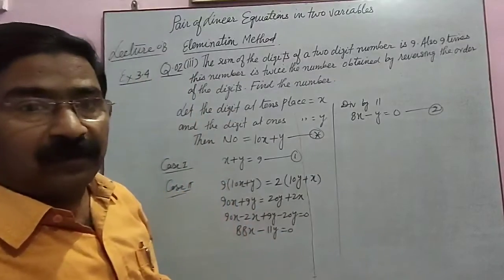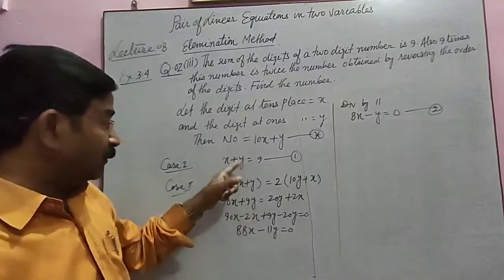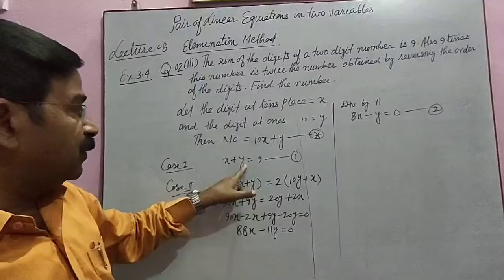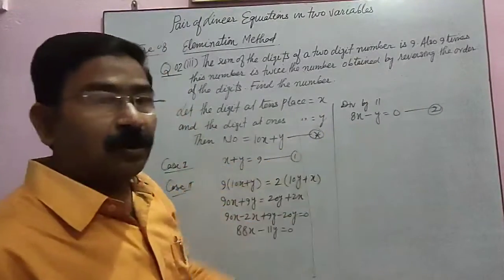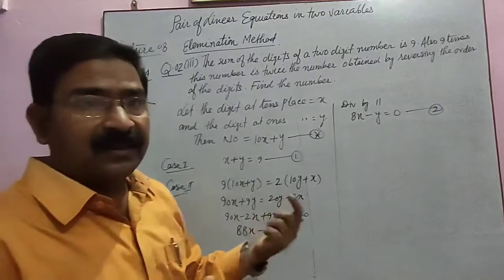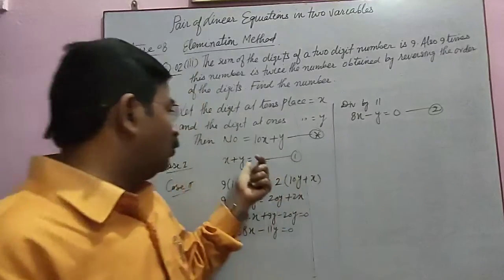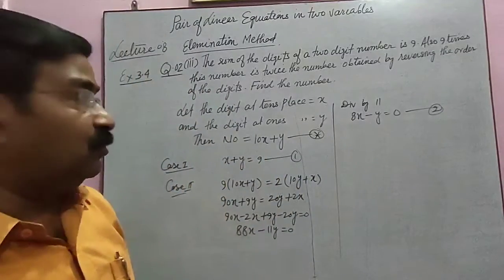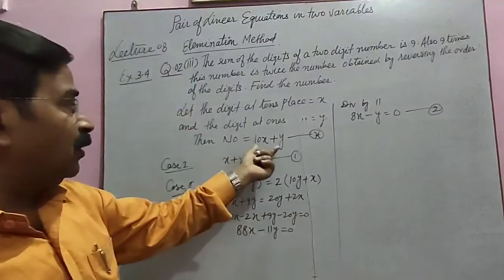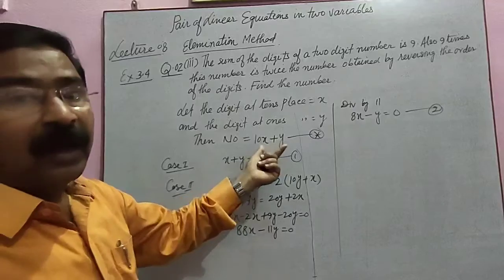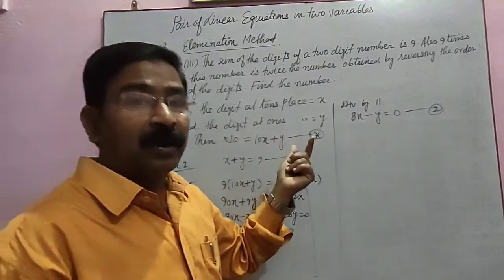You have to solve the equations yourself by the elimination method. Very simple to eliminate: plus y and minus y will cancel. x plus 8x is 9x is equal to 9, so x is equal to 1. Substitute the value of x in any of the equations to get the value of y. After getting x and y, put them in the number and you will get the required number.